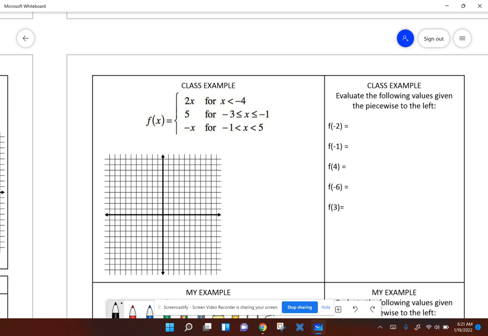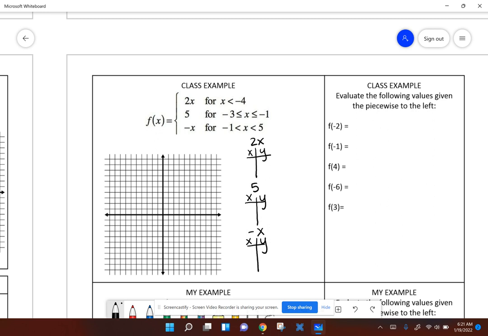So on the next page here is our class example. The first thing it says to do is make a table for each of these. And I'm going to write down the equation that goes with each of these tables so I can remember. Okay, next up we pick the x values based on the domain.